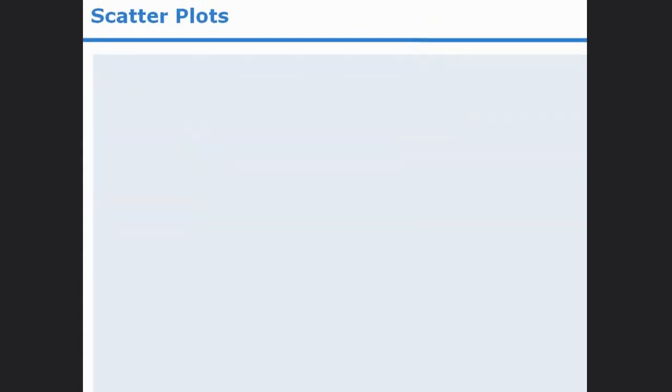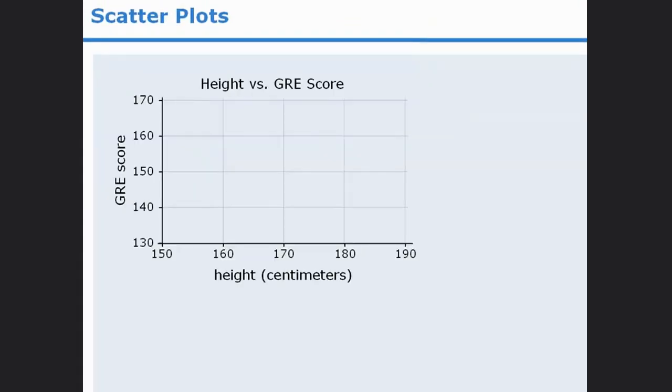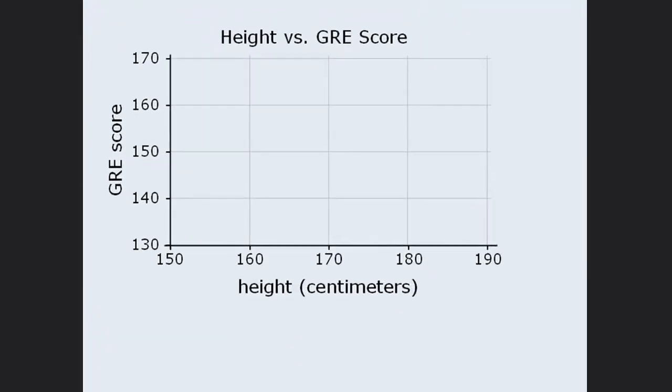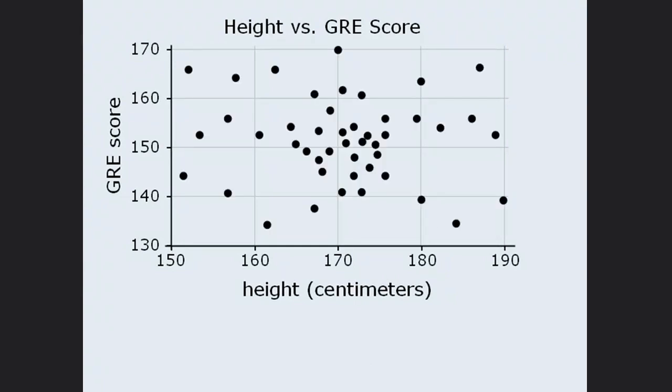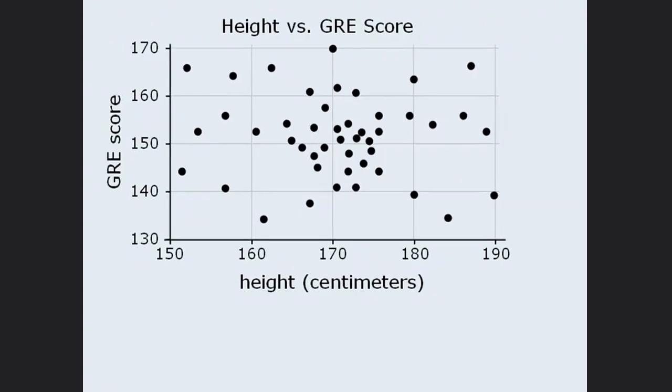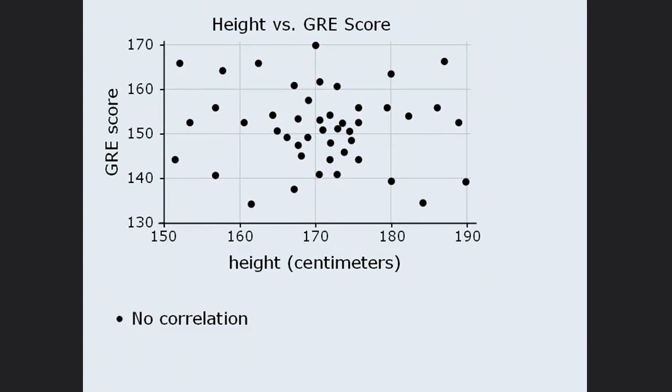Okay, let's examine one more scatter plot. In this one, we'll examine the heights and the GRE scores of members in some group. What do you think this one will look like? Well, let's say it looks something like this. Here there doesn't seem to be any relationship between the two variables. In these instances, we can see that there's no correlation, or that the correlation is negligible.